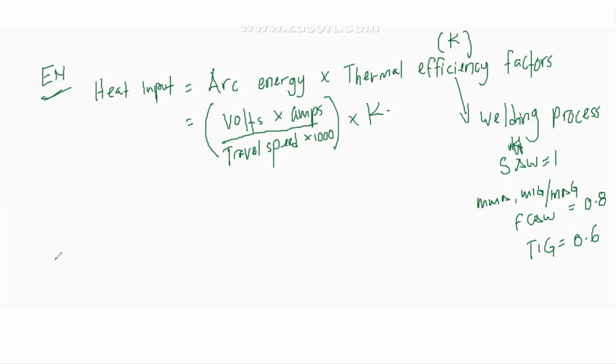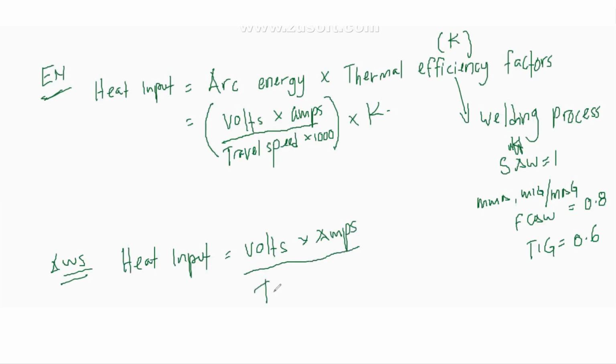American example, in AWS or ASME, they mention like this: heat input equal to volt times amps divided by travel speed times 1000. That's what is in American.